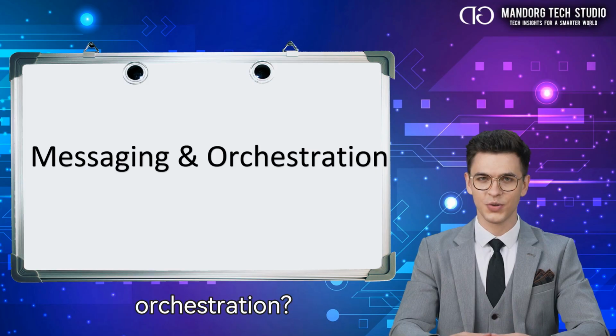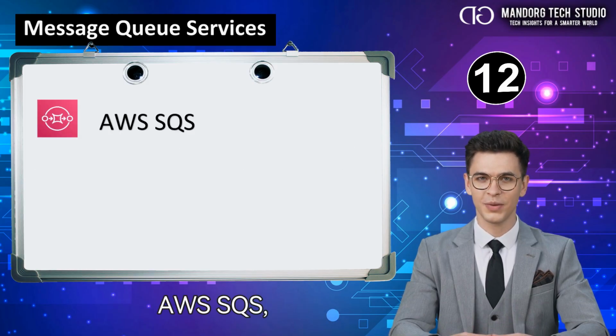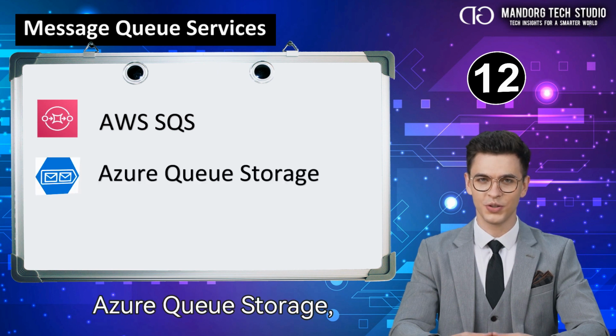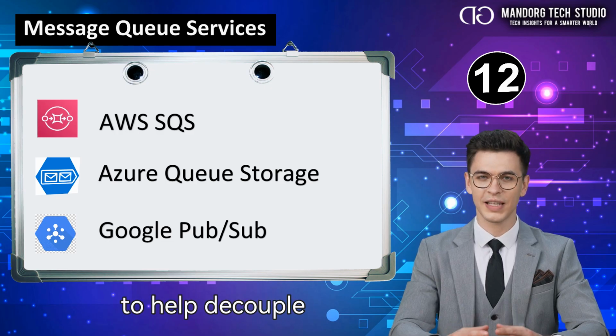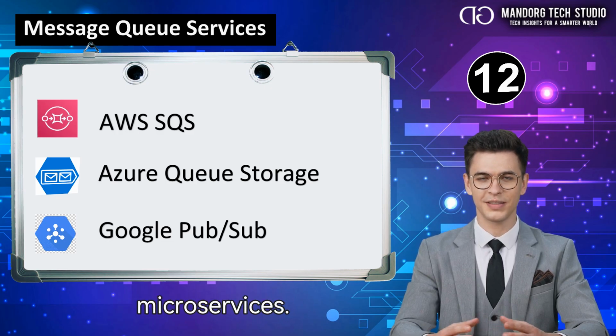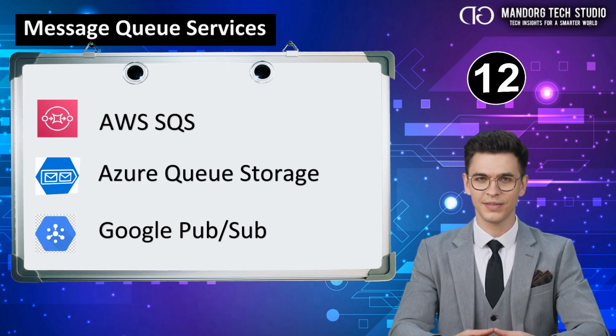Need messaging and orchestration? Here are 2 services you'll love. 12. AWS SQS, Azure Queue Storage, Google Pub/Sub. These are reliable message queuing services to help decouple and scale your microservices. They ensure data is sent and received smoothly between distributed systems.